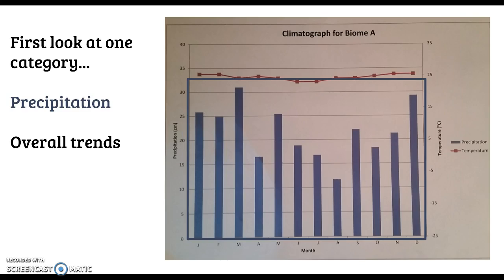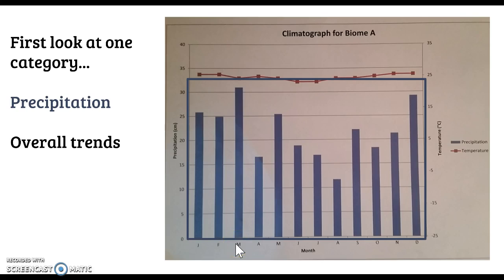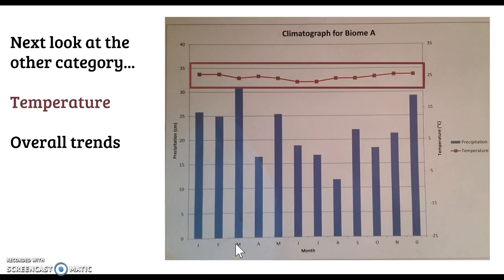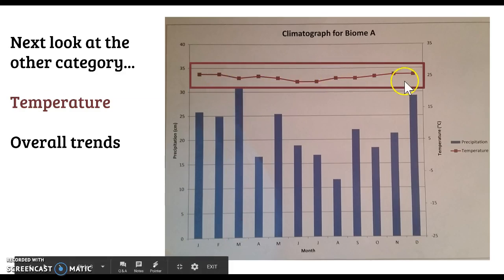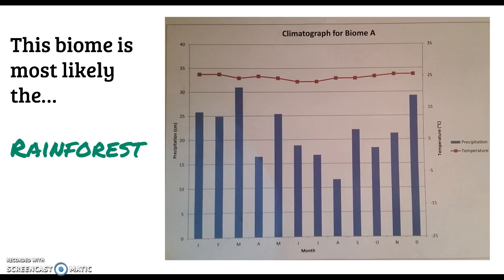Looking at the overall trends of precipitation, we can see that there's a lot of rainfall. A little over 30 centimeters of rain in March on average is a lot. See, 30 centimeters, here it is, all the way down to March. That's a ton. Okay, now let's move on to the next category, temperature. Temperature is pretty stable throughout the entire year. We can see that it's roughly 25 degrees Celsius, which translates to about 80 degrees Fahrenheit. So it's rather warm as an overall trend. Looking at the two trends, constantly hot, lots of rainfall, we can safely assume that this biome is the rainforest.